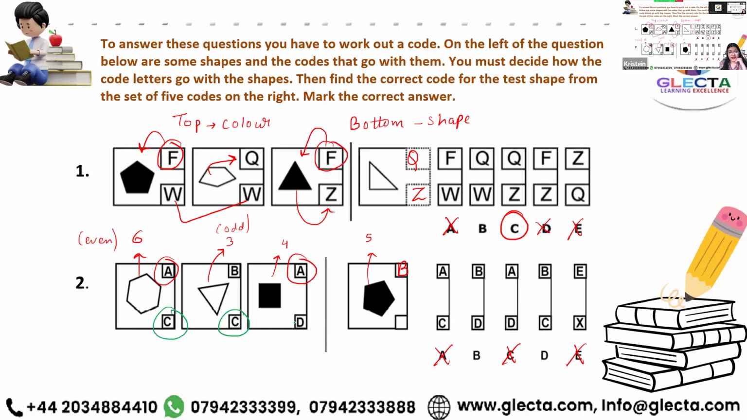So that means for the black, it has to be D. The bottom letter would be D, and that's your answer. Option B, B, D. This is the approach that you're supposed to follow when you're doing the questions of codes. I hope this is clear to all of you.